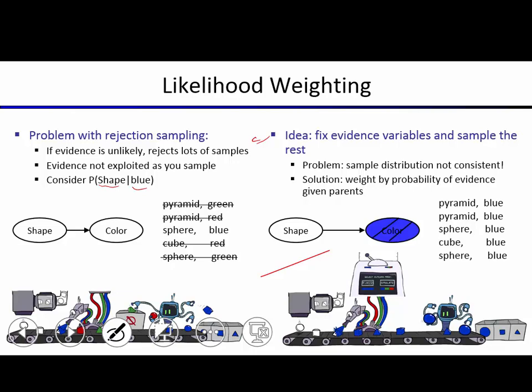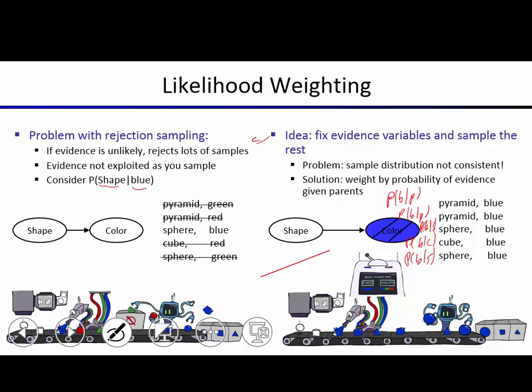Now, of course, these are not the right samples, and in addition to having the sample, we will have a weight. There will be a weight here for the first one, probability of blue given pyramid. For the next one, also a weight, probability of blue given pyramid. For this one here, the probability of blue given sphere. This one will be probability of blue given cube. And this last one will be probability of blue given sphere. And so we now have a set of weighted samples rather than just unweighted samples as we had before.